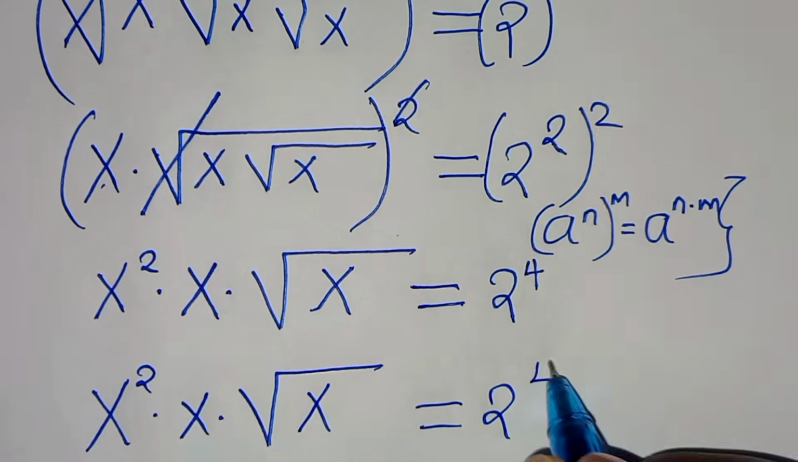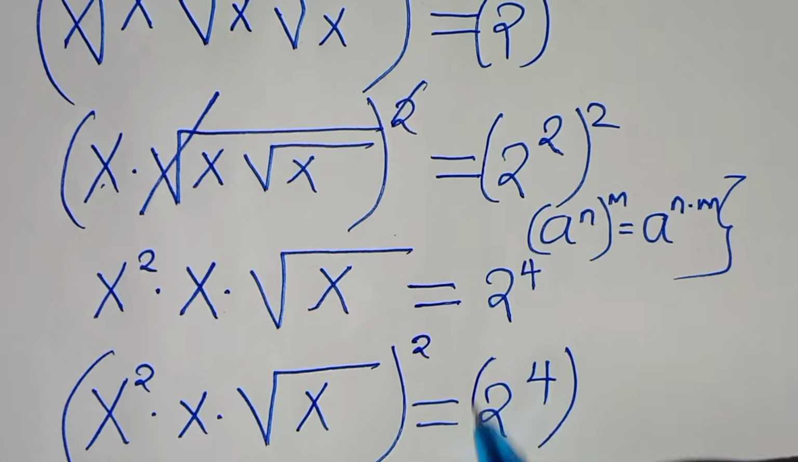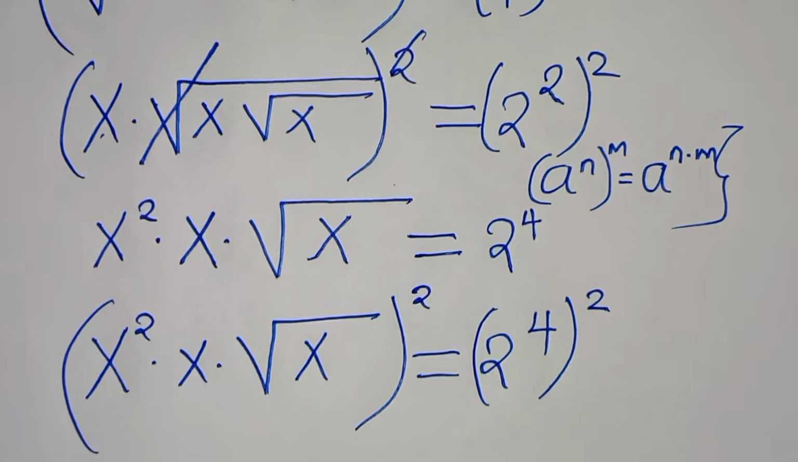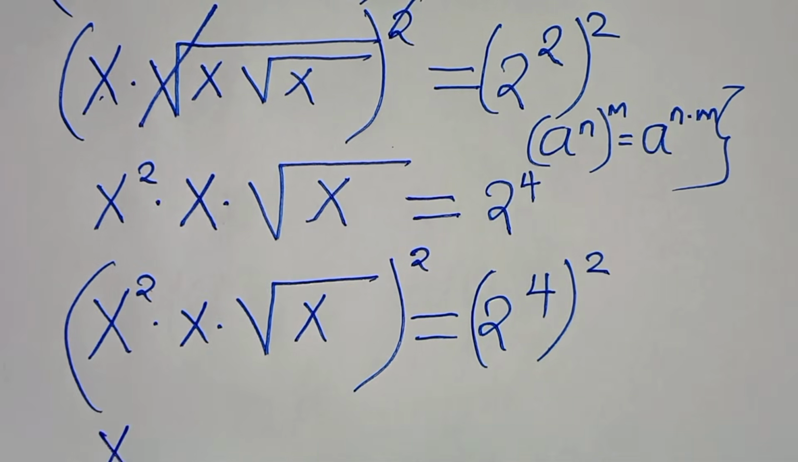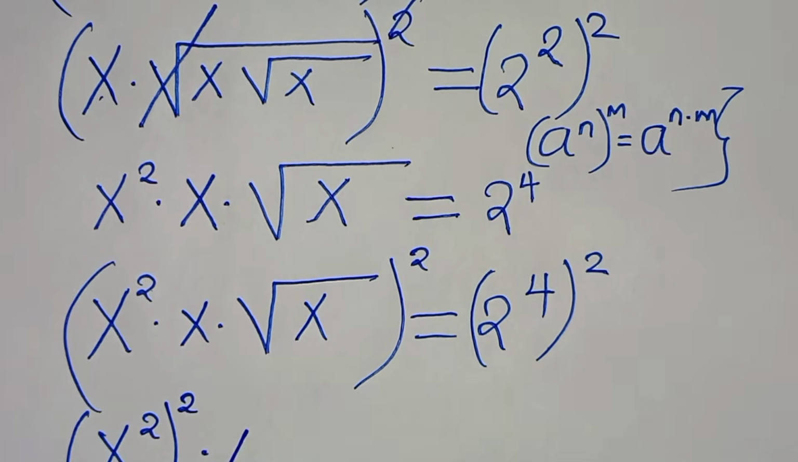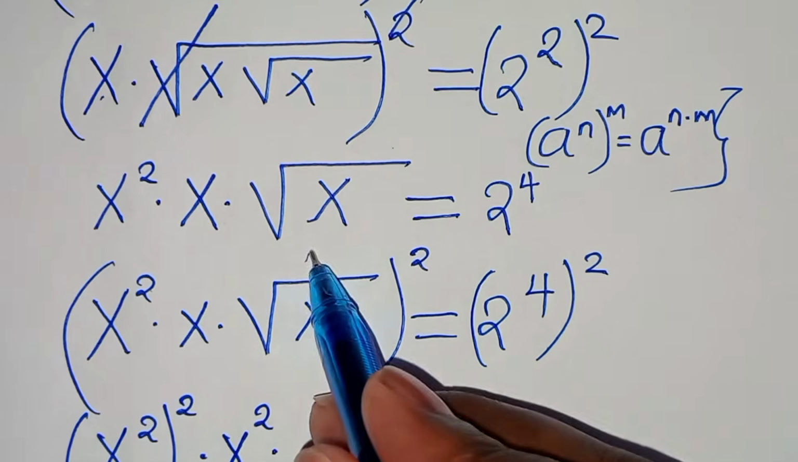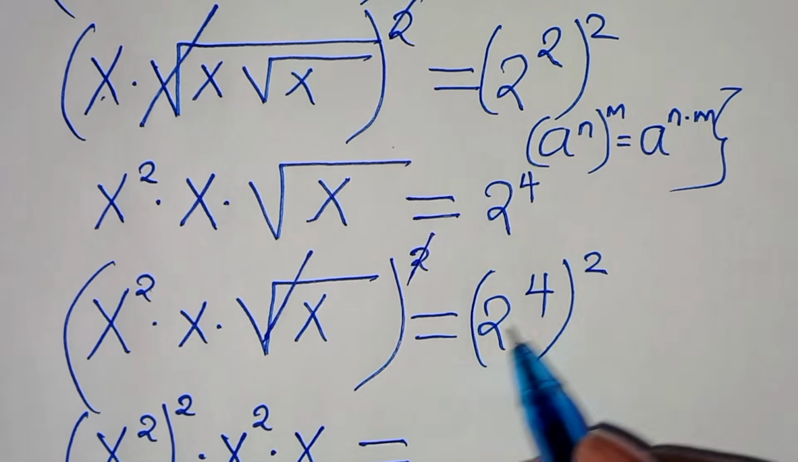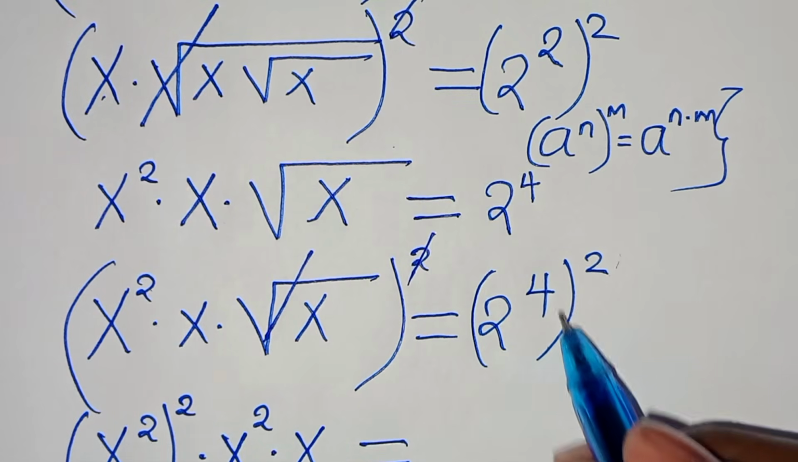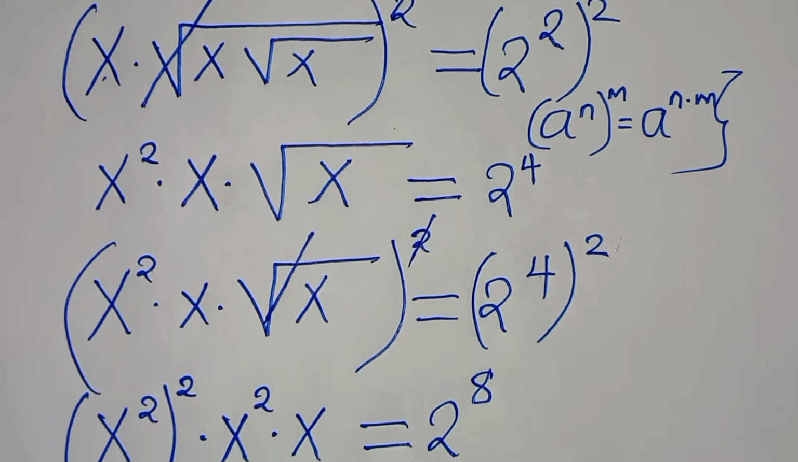So the next step is to square both sides again. So now this is x to the power of 2 raised to the power of 2, times, now we have x raised to the power of 2 multiplied by, let's eliminate the third square root sign, so times x. This is equal to 2 to the power of 4 raised to the power of 2. So we have 4 times 2, which is 8. So this is 2 raised to the power of 8.